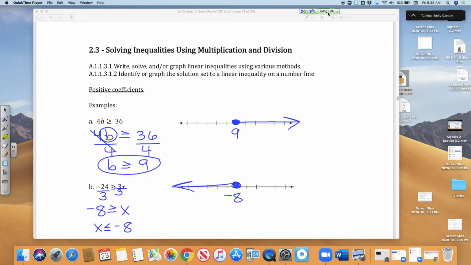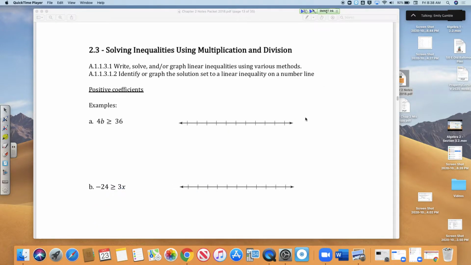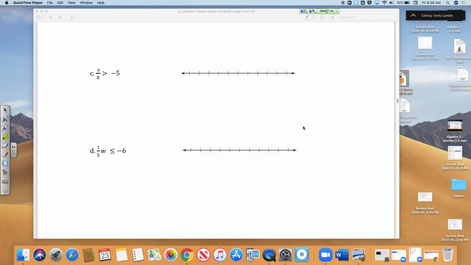Moving on to letter C. These two are division problems currently that we would have to undo. So this says x divided by 8 is greater than negative 5. To undo division, we will multiply. So we're going to multiply both sides by the number that's being divided, and that is 8. So I'm going to multiply both sides by 8.